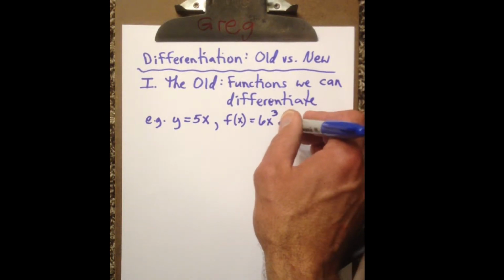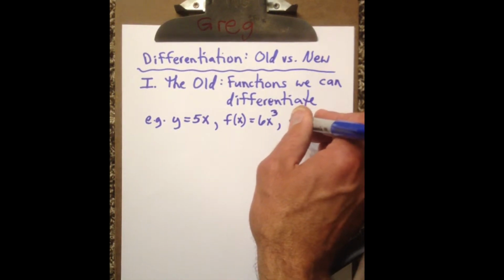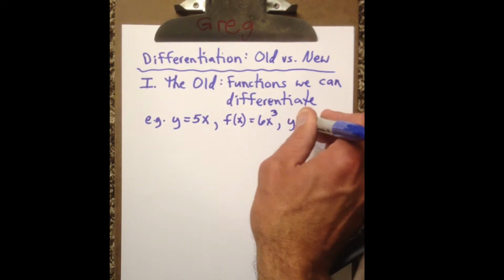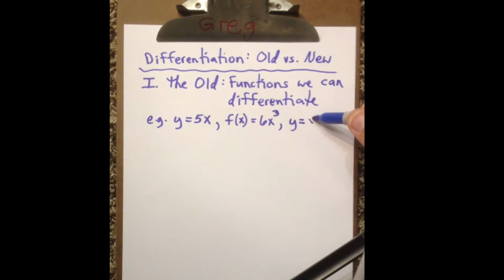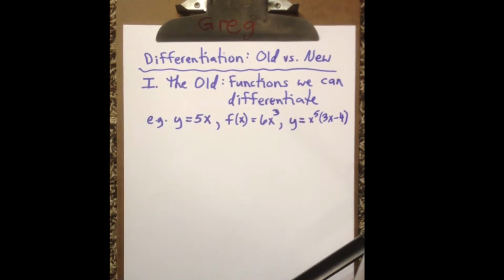We also looked at functions that were a little more complicated. We looked at functions that were products. So you could have a product and you didn't have to go through and multiply it out, but you could do something like x to the 5th power times the quantity 3x minus 4. So that's a function that we can differentiate. So we had different properties and different rules we looked at. We had product rule, quotient rule, power rule, and other traits of derivatives, but that's the old work.